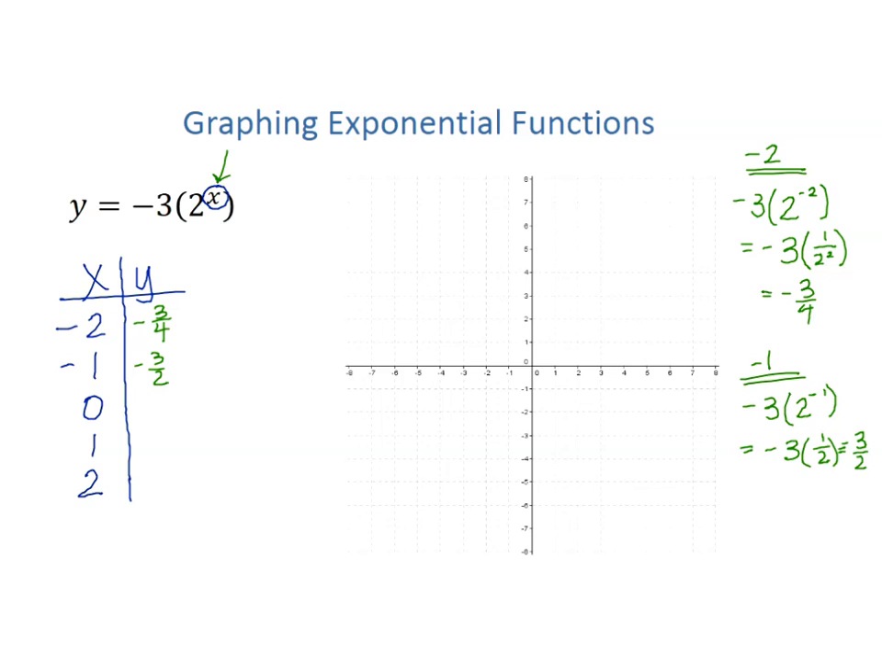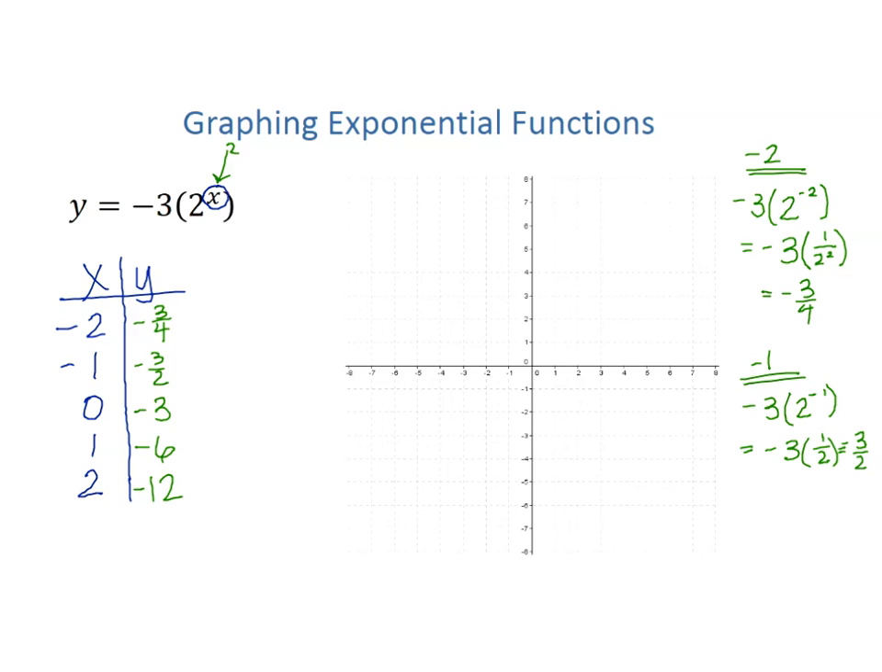Now plugging a 0 in here is the easiest one to do because anything to the 0 power will give me 1 right here. So -3 times 1 is -3. And now if we plug in a 1, we have 2 to the first power times -3 is -6. And then if we plug in a 2 right here, we would get 4 inside the parentheses times -3 is -12.